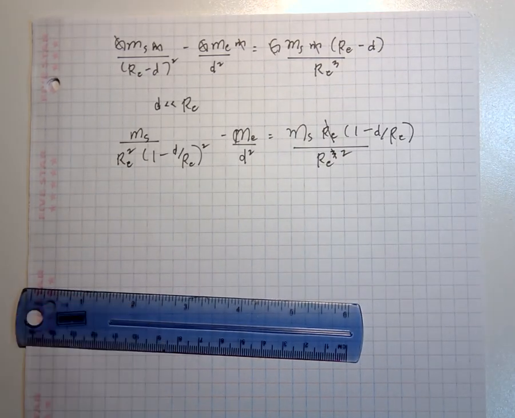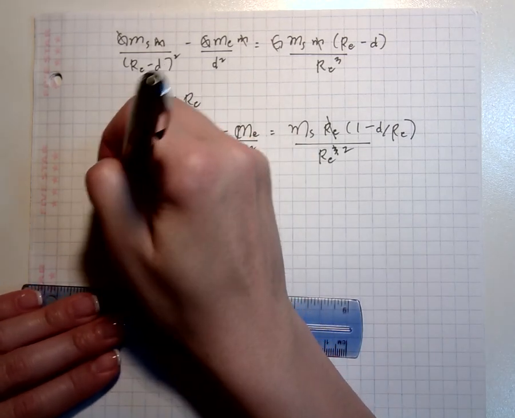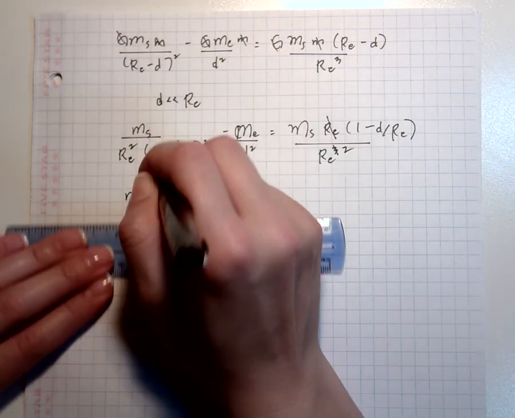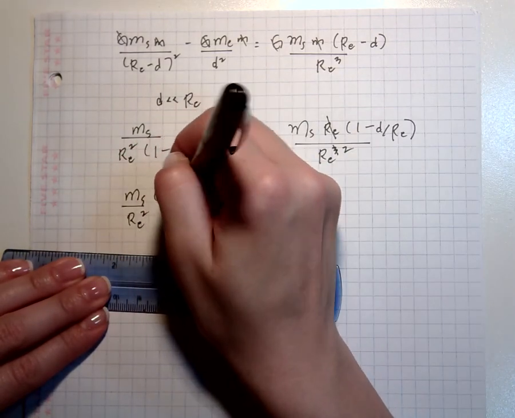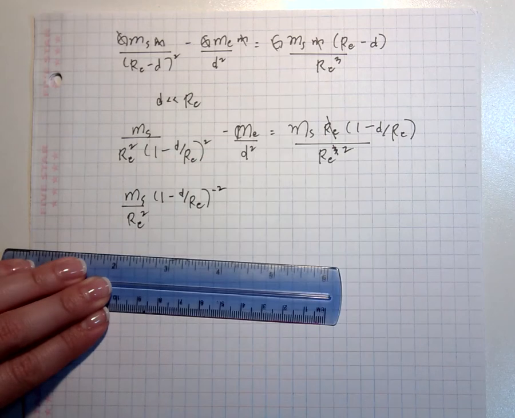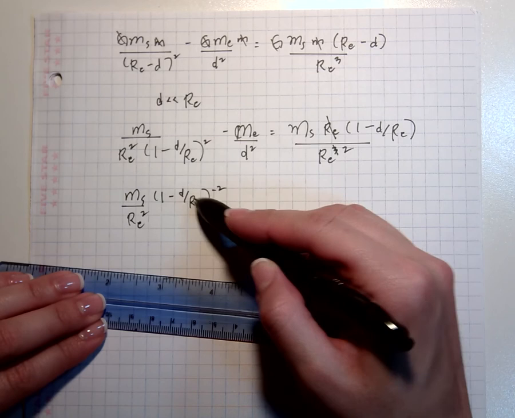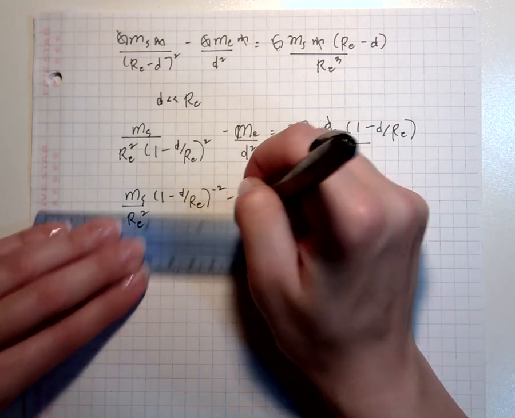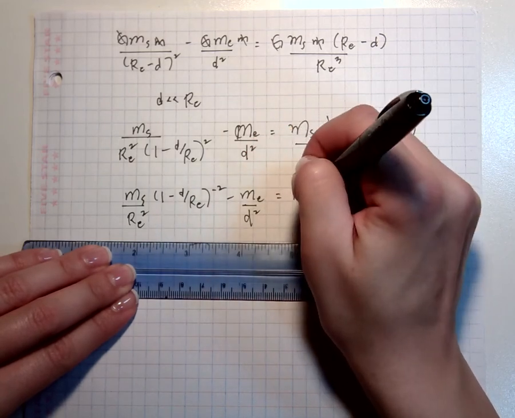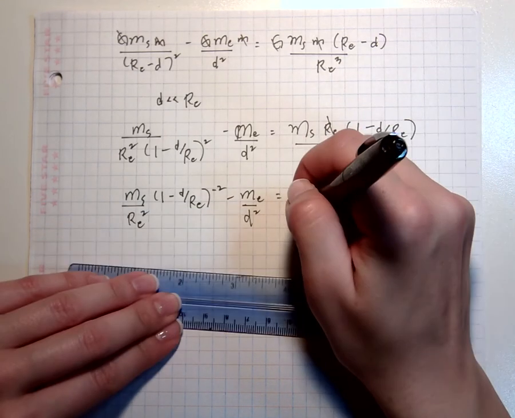Okay. So now, if I rewrite this just slightly, I'm going to get something that looks like the mass of the sun over the orbital radius of the Earth squared. And in the numerator, I'm going to rewrite this term so it'll be easier to see the expansion. In the numerator, if you move this into the numerator, it's 1 minus d over r sub e to the negative 2 power. And then we'll just write everything out from before.